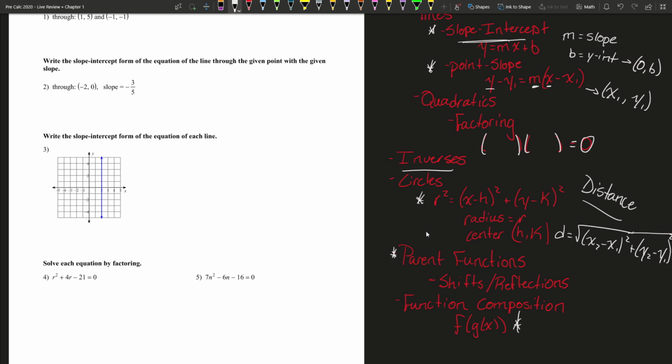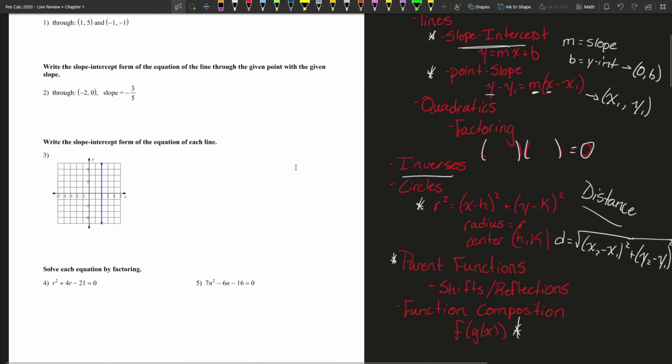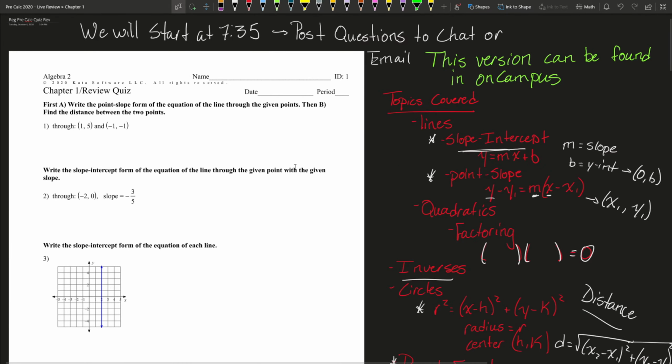And I know that seems like a lot. Again, I think like 70-80% of this you've covered in past years. So this should all be a review. All right, so I want to go over how to do each one of these and what I'm expecting.